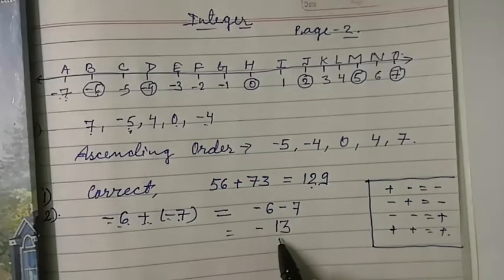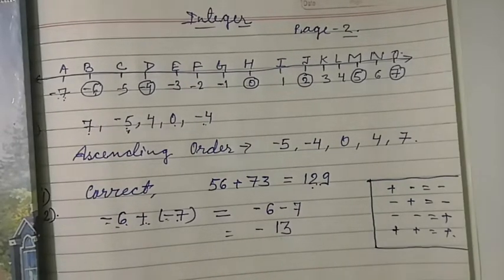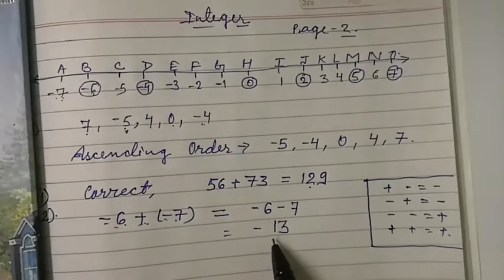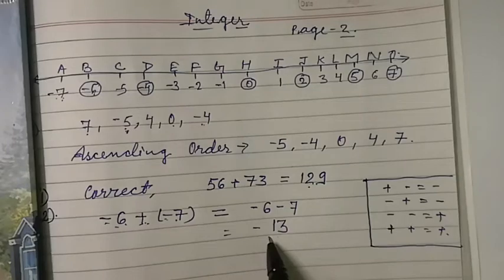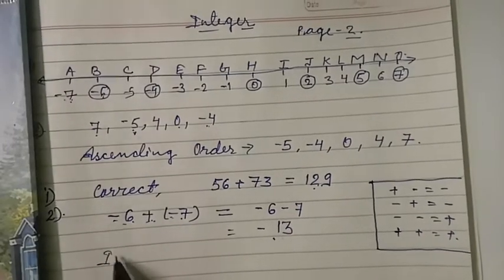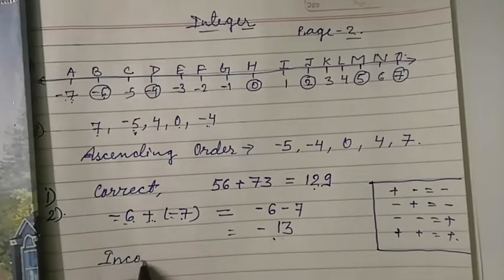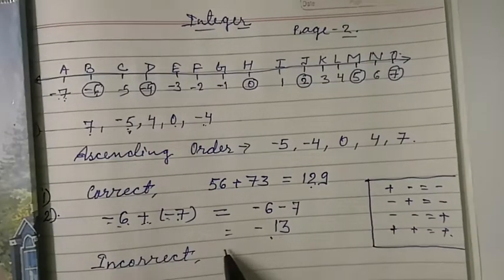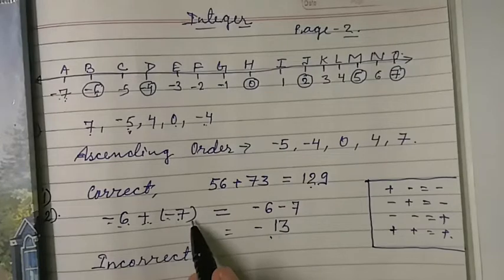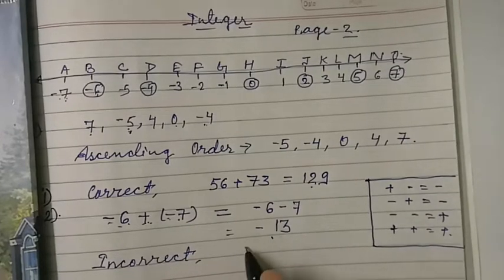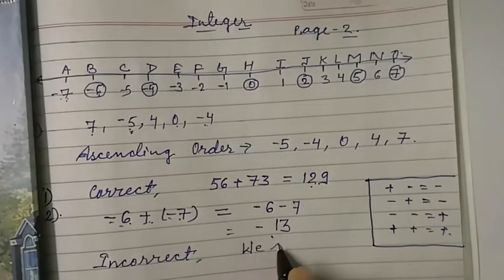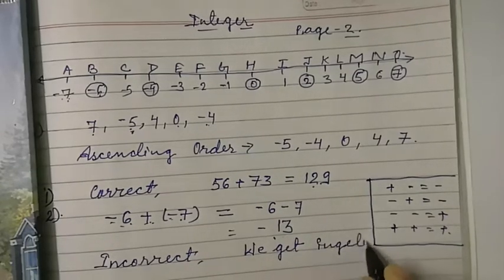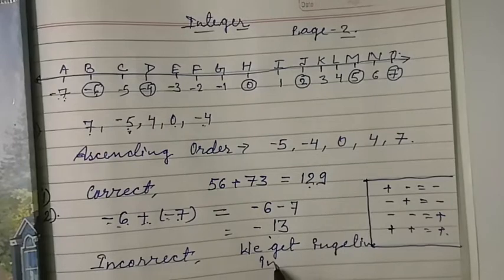Minus 13. In your question, when two negative integers are added, we get a positive integer. Is it positive? No, this is negative. So it will be incorrect. The statement will be, when we add two negative integers, then we always get negative integers.